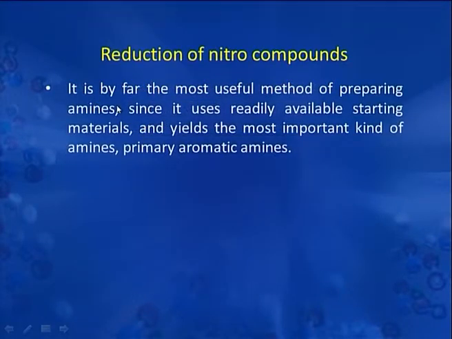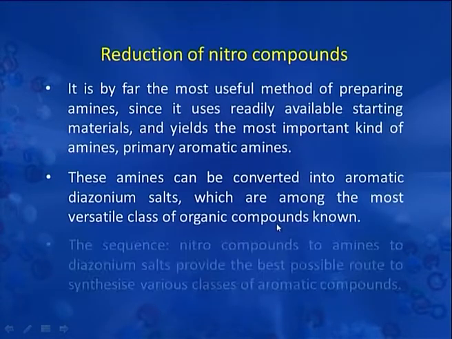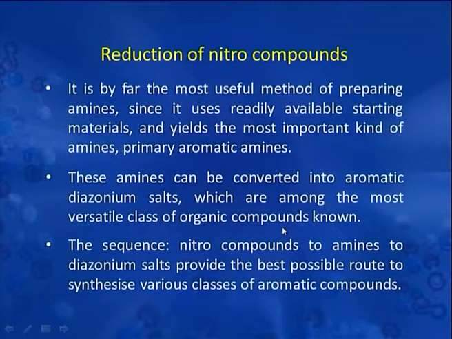This reduction of nitro compounds is by far the most useful method of preparation of amines, since it uses readily available starting material and yields the most important kind of amines, the primary aromatic amines. These amines can be converted into aromatic diazonium salts, which are amongst the most versatile classes of organic compounds known. The sequence for the preparation of different classes of organic compounds is via nitro compounds. First the aromatic hydrocarbons are nitrated to form nitro compounds. Nitro compounds upon reduction form amines, which are then converted to diazonium chloride, and the diazonium salts are converted into various classes of aromatic compounds, about which we will discuss in our forthcoming episodes.